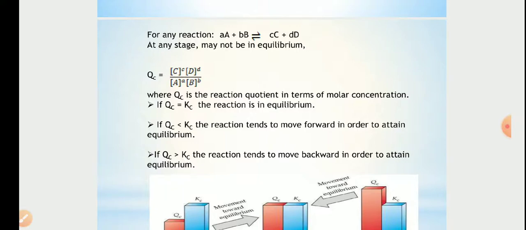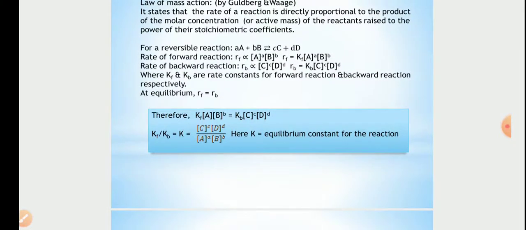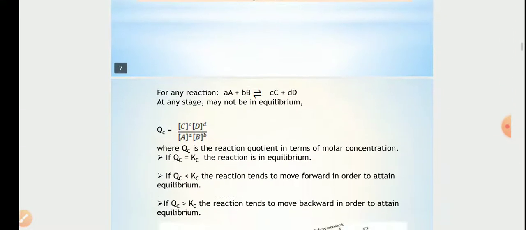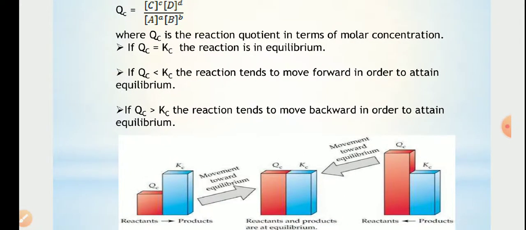That is Qc, which is called the reaction quotient in terms of the molar concentration. So if you look here, that is the forward direction and the backward direction, so then you will see that if Kc is equal to Qc, then obviously it is under equilibrium. But if Kc is higher than Qc, then the reaction tends to move forward in order to attain the equilibrium.